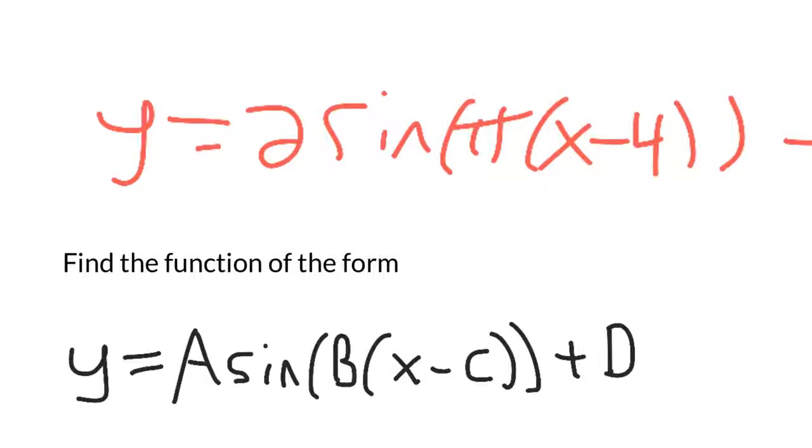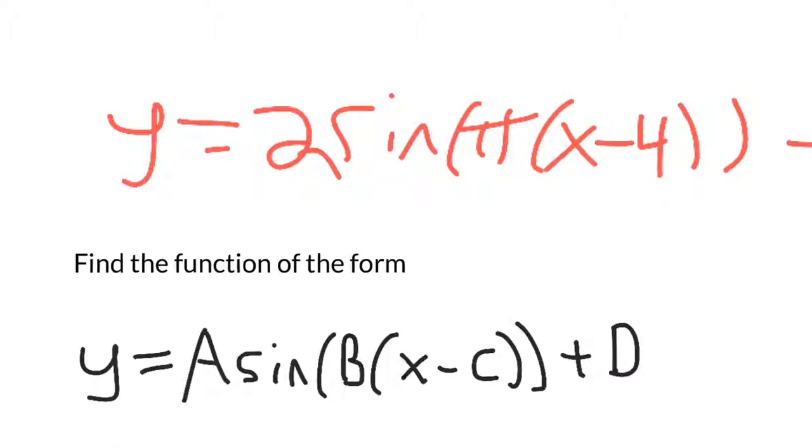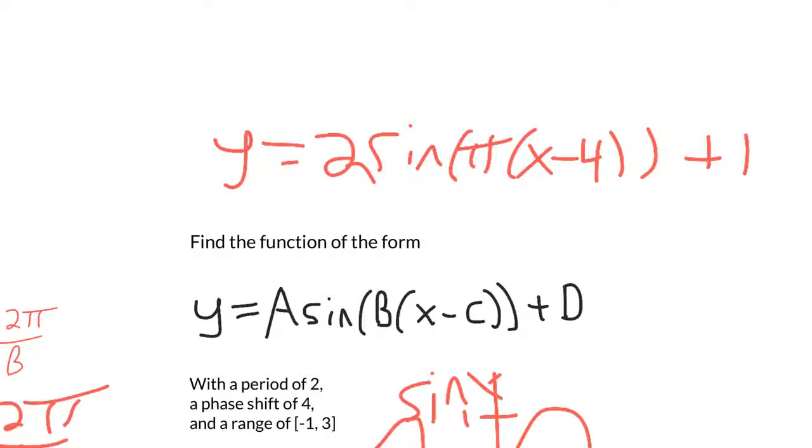So we're going to put a 2 right in front of that sine of x, because that's what our a is told to be. So this is it. Y equals 2 sine of pi, parentheses, x minus 4, plus 1. That is the function that has a period of 2, a phase shift of 4, and a range of -1 to 3.